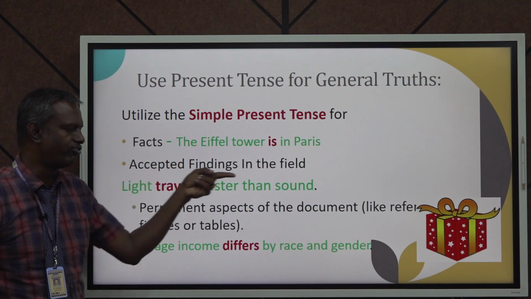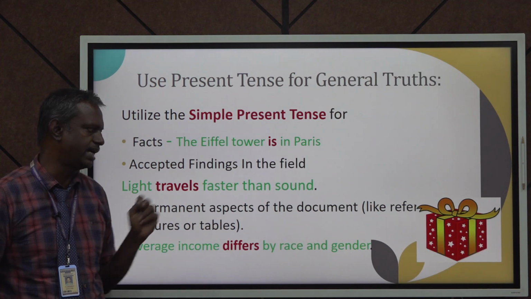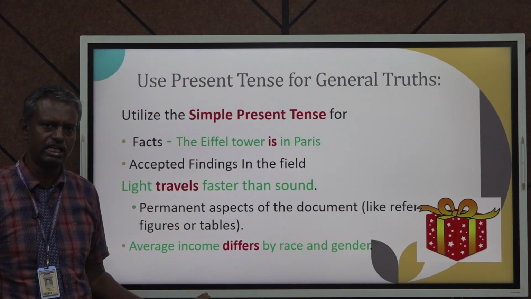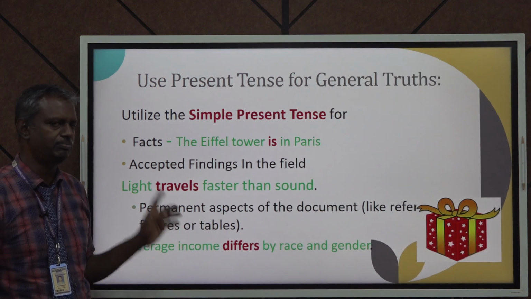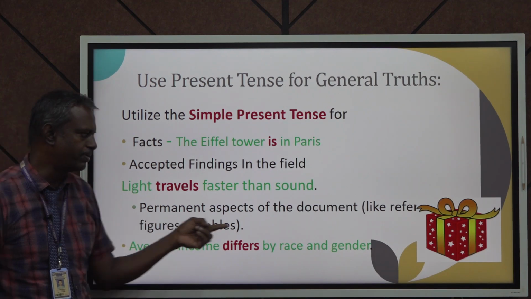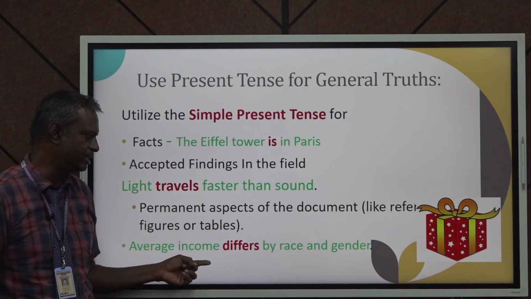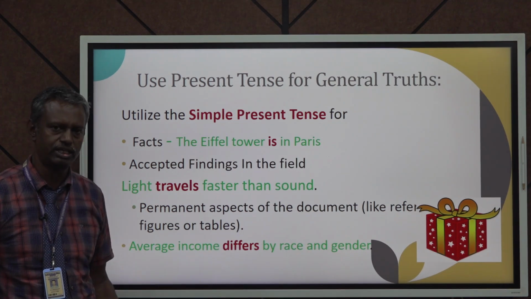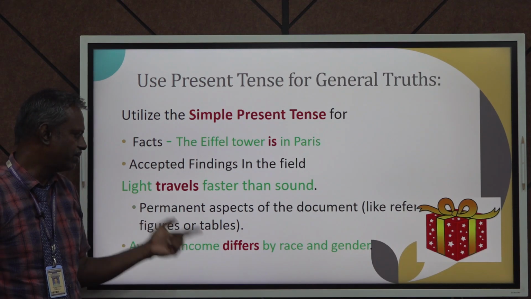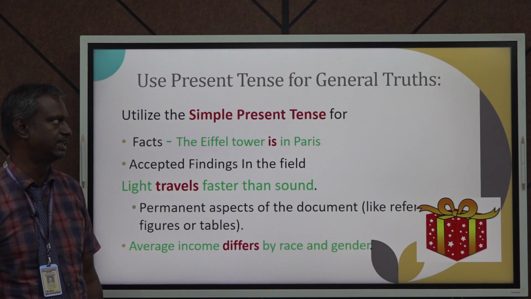Or accepted findings in the field. For example, light travels faster than sound. It is generally accepted. When it is accepted, you can use the simple present. And the third thing is the permanent aspect of the document. For example, average income differs by race and gender. It is a permanent aspect. So, here also you can use the present form.